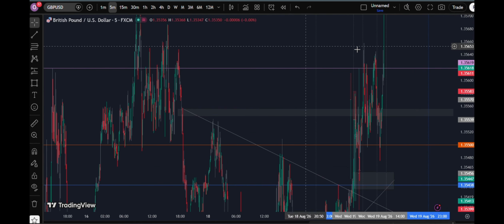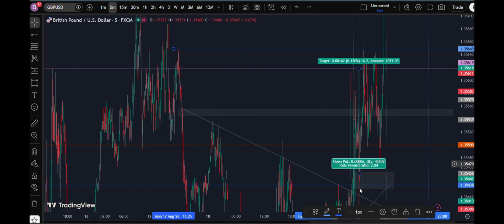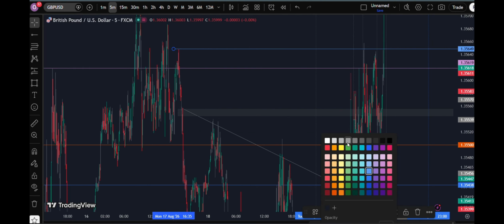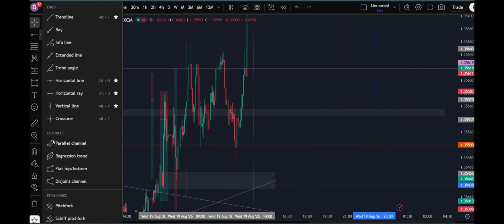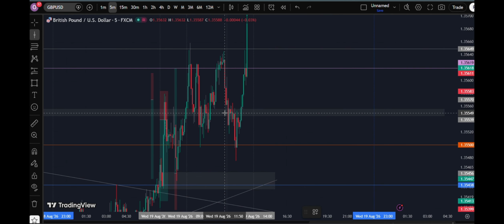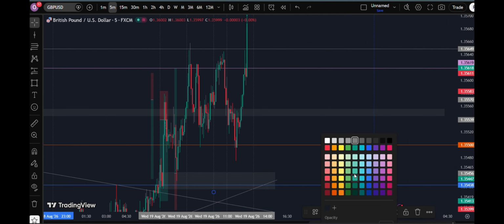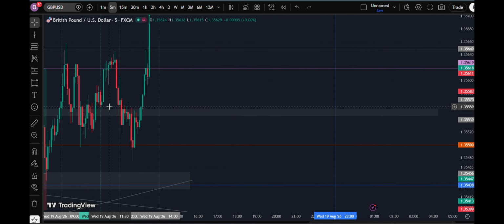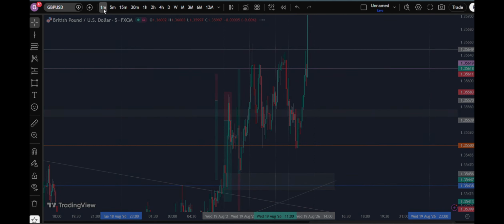Can you see this liquidity? When they take out this liquidity, they're still going to come down. So they came here, took out this liquidity. Where is our 11 o'clock, when we don't normally trade? Yes, it's 11 o'clock. They came and took out this liquidity, so I knew they were coming back to the downside.